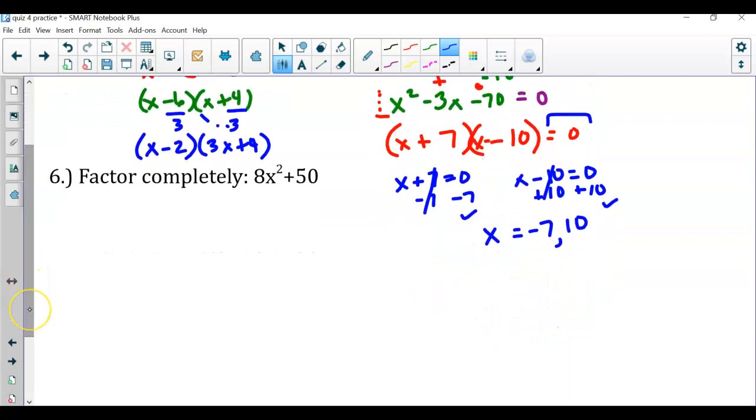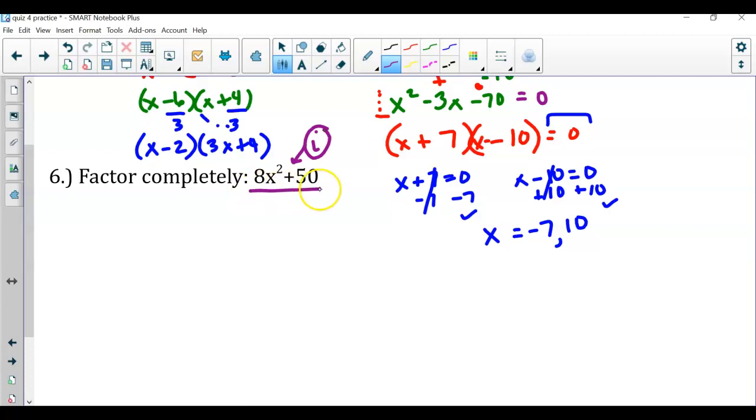Question number 6, we are factoring. Now notice here's a special case. We have no x, so we just have our two terms, and we are adding. So with the two terms and adding, this is when we are going to need i in our factored form. But I can't just go right into our two perfect squares because there is no square root of 8, no square root of 50.